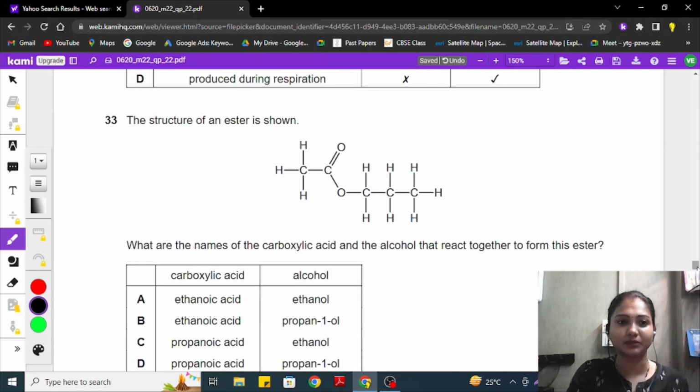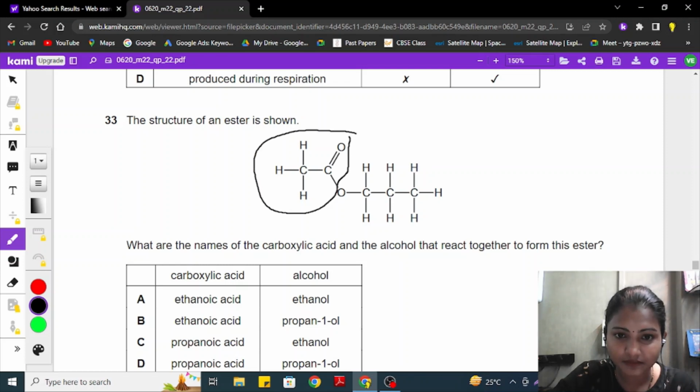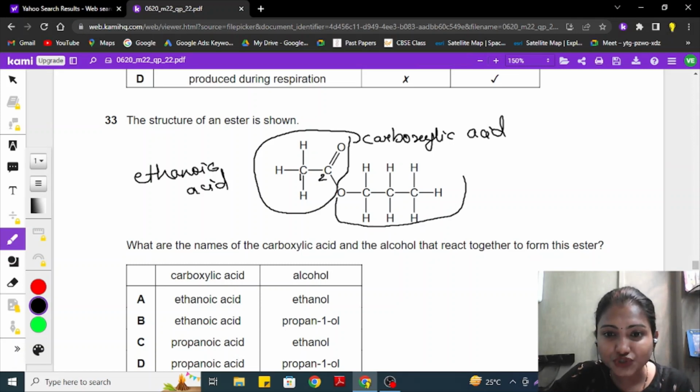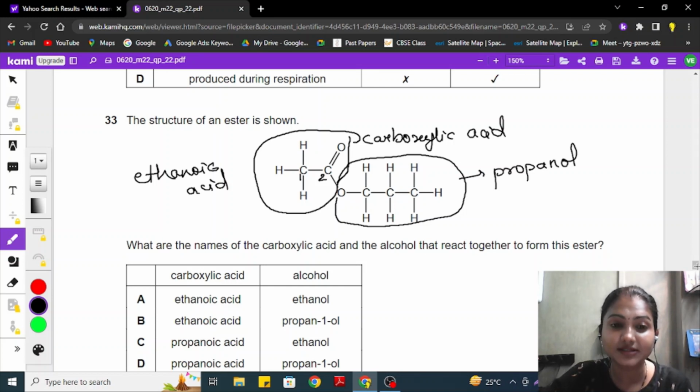We come to question number 33. The structure of an ester is shown. So here we have this particular structure. If you see, students, it's ethanoic acid. Here we have 2 carbon atoms, 1 and 2. They are connected here by a carboxylic acid, which is the functional group. And the remaining part which you see here is 3 carbon atoms and it's propanol. The alcohol group is the functional group.